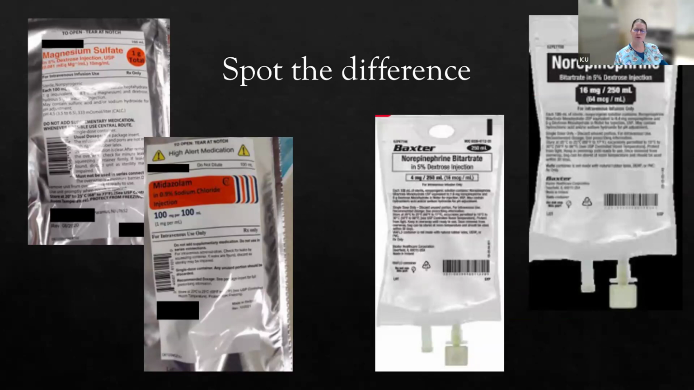So here's an activity for you to do when you're looking at your bags. We've got several different bags and a lot of them look the same. So here we have a magnesium, 1 gram, and we have a midazolam, 100 and 100. They both are in foil packages. They both have orange labeling, but they're very, very different. You'd run them at much different rates. And you could kill someone if you ran the midazolam at the mag bolus rate. So make sure that you can spot the differences here.